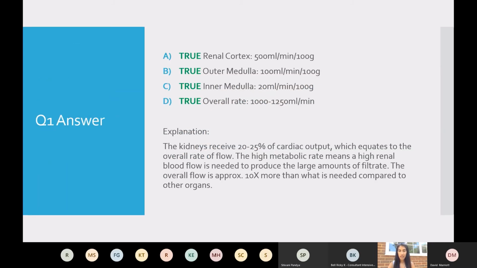All quite different responses. So the answer is that they're actually all true. The kidneys receive about 20 to 25% of cardiac output, which is the overall rate of flow, D, which is true. The kidney receives about 6 times that of the brain per weight, and also 5 times that of the heart. So it's one of the organs that receives the most flow. A lot of this is needed to produce large amounts of filtrate, and that's why it's about 10 times more overall than what's needed compared to all the other organs. But in some of the MCQs I've come across, they want you to know how much flow goes to each part of the kidney, and all of those are true. So that's the correct answer.